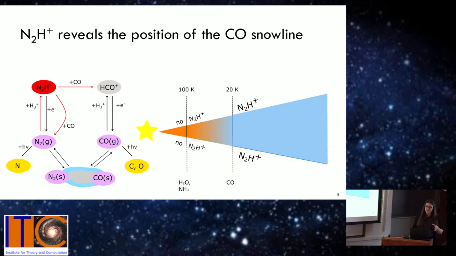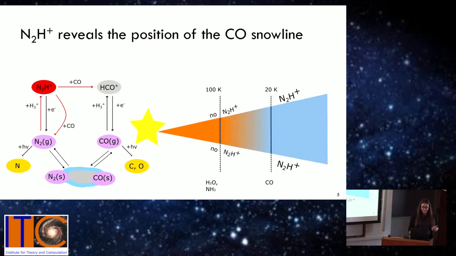So at 20 Kelvin, CO starts to freeze out. At this point, it can't destroy the N2H+ in the gas phase anymore. So beyond the CO snow line, you would expect to see a lot of N2H+, and in the inner parts within the CO snow line, you would not expect to see a lot of it. And what the ALMA observations of the VeLLO have revealed is that during the outburst, the material is heated at larger distances from the protostar, so this CO snow line is actually shifted. So the N2H+ abundance moves to a different position.